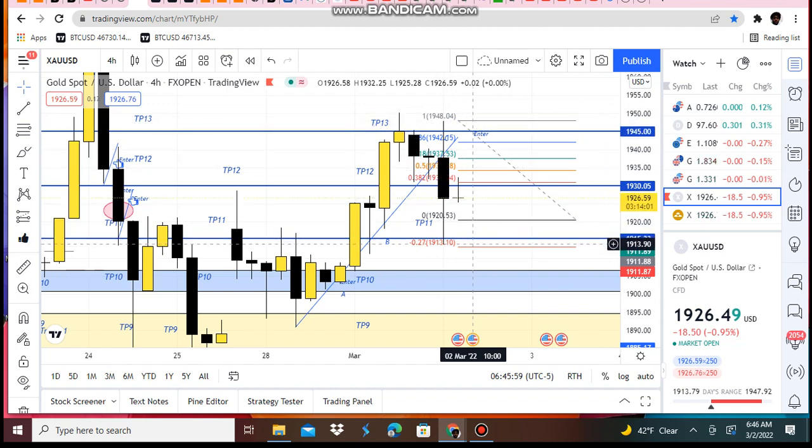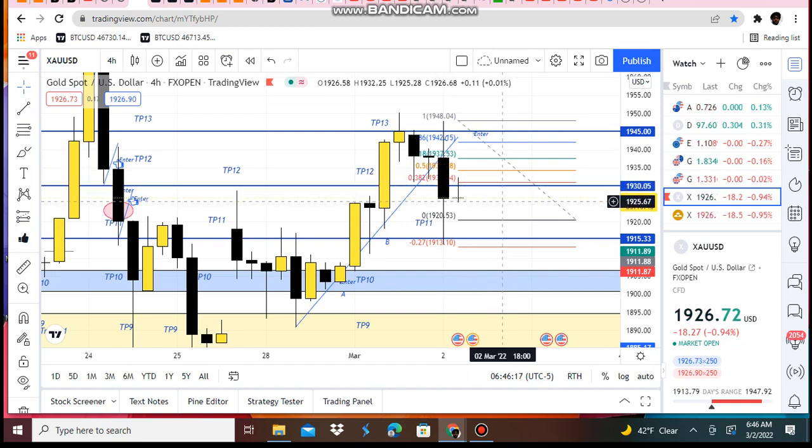Push all the way down to 27 extension, right down to B, 1913, before buyers came in and pushed price back up to 38.2. It retests. It won't just keep going lower and lower and lower. It has to retrace back up to one of our Fibonacci levels, 0.382.